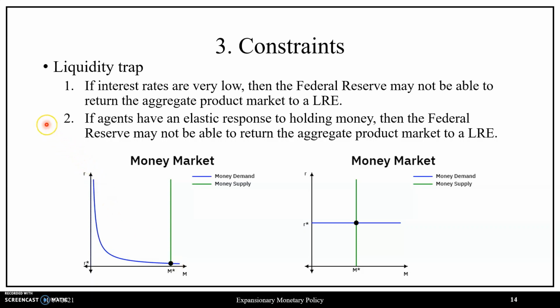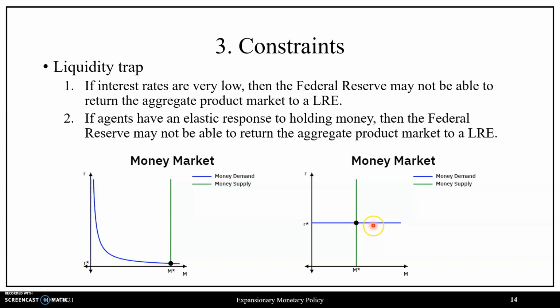Likewise, an alternative thing that could occur is that if agents have an elastic response to holding money, then the Federal Reserve may also not be able to return the aggregate product market to a long-run equilibrium, where this corresponds to our money market graph on the right. Where here we have our vertical money supply curve, and here we have the very extreme case of a perfectly elastic money demand curve in which it is horizontal, where regardless of how the Federal Reserve changes the money supply, interest rates will not respond in how agents are holding their money.